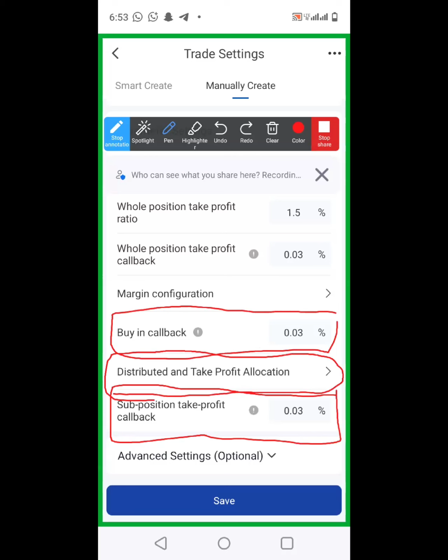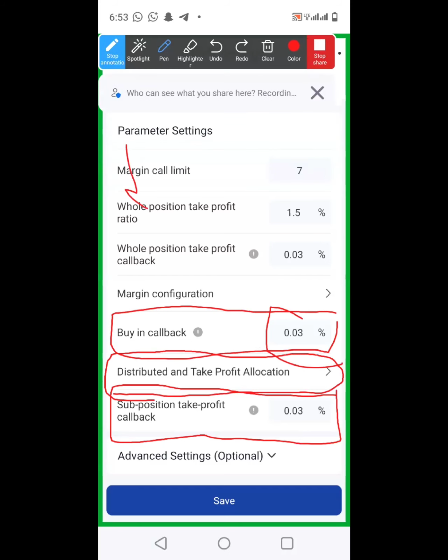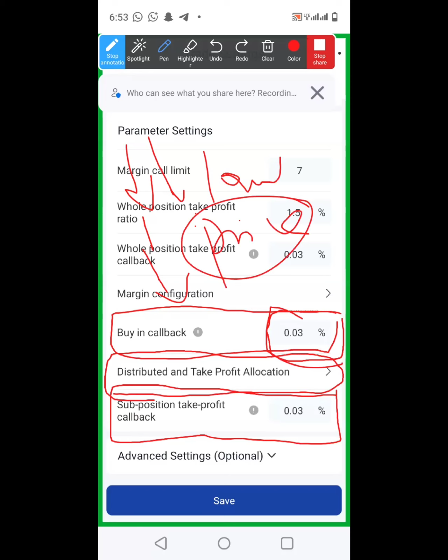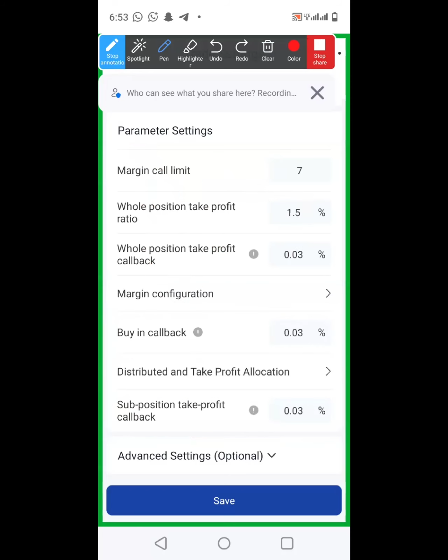And callback simply means the percentage drop. The percentage is dropping, and you want the robot to buy for you when this percentage drops because you are still having money in your Binance or Bybit. So once the market drops down and reaches this 0.3 drop, the robot should buy for you at the low, current price.